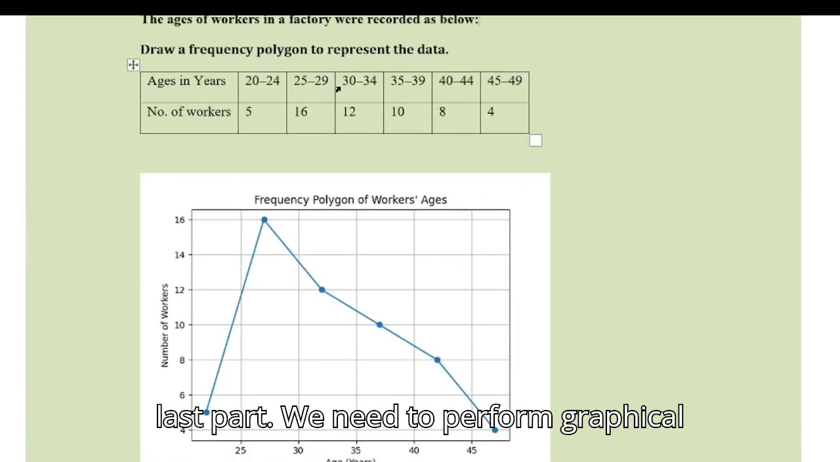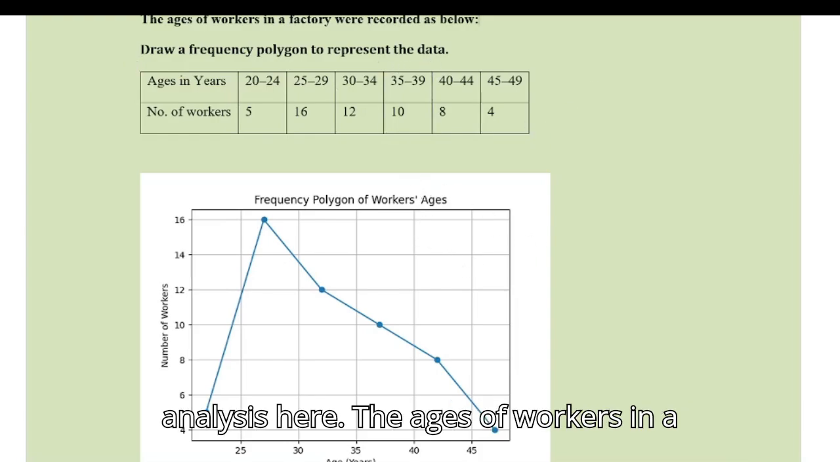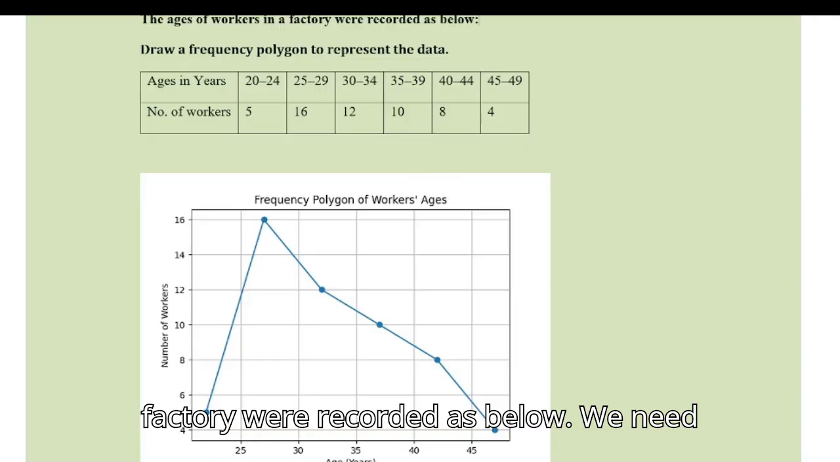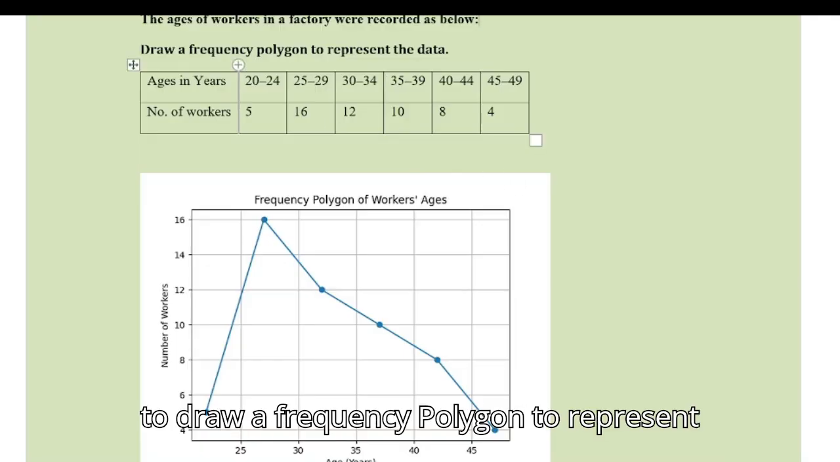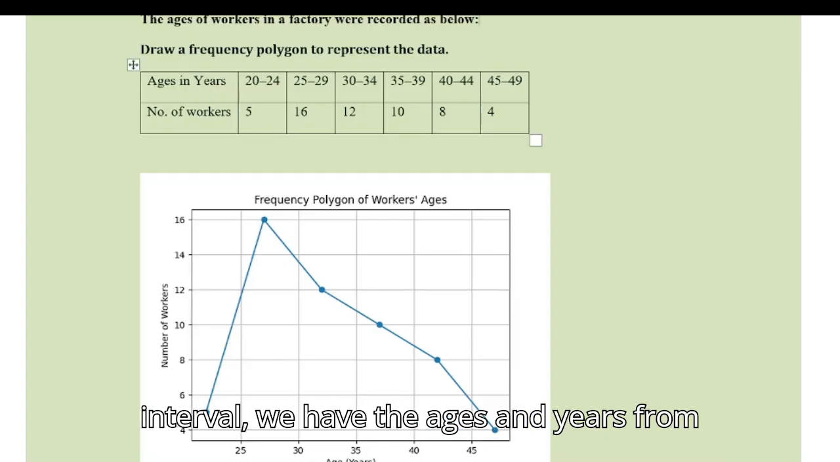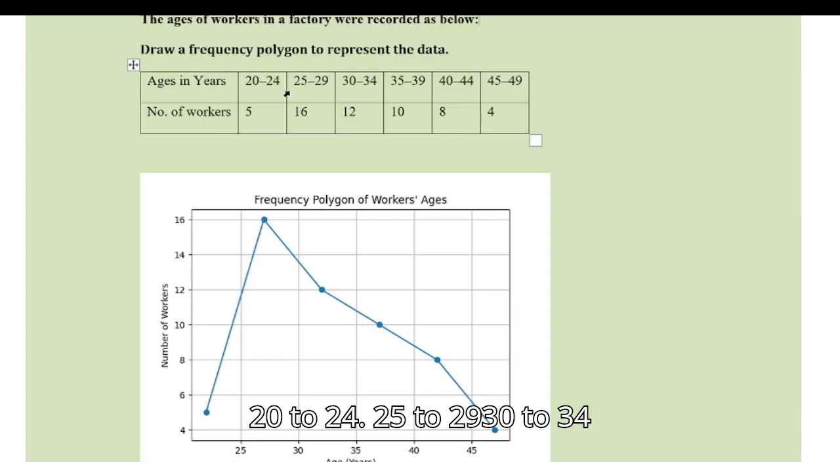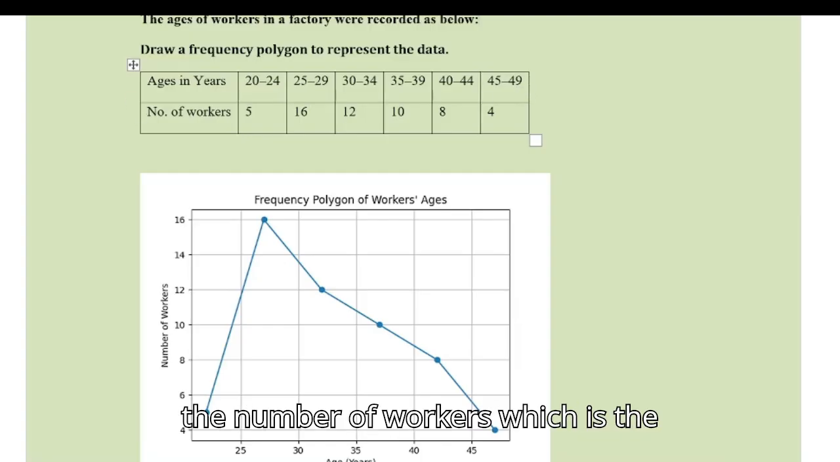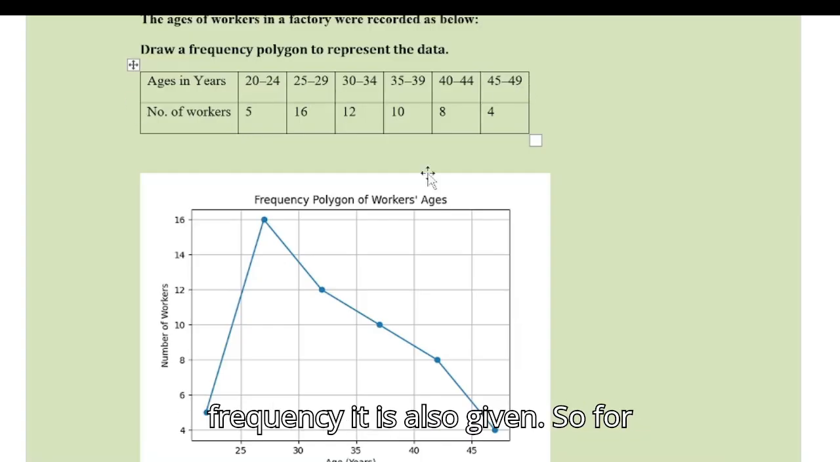Moving on to question number 4, this is the last part. We need to perform graphical analysis here. The ages of workers in a factory were recorded as below. We need to draw a frequency polygon to represent the data. So by looking at the class interval, we have the ages in years from 20 to 24, 25 to 29, 30 to 34, all the way up to 45 to 49. And the number of workers, which is the frequency, is also given.